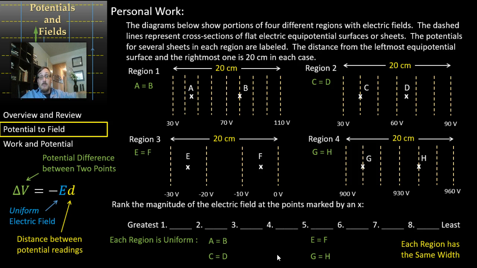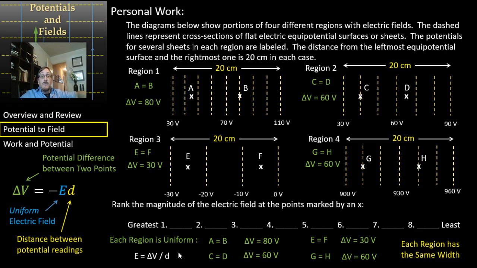So if I'm looking at A and B, that's 80 volts. C and D, that's 60 volts. E and F, that's 0 minus 30, that's 30 volts. G and H, 960 minus 900, that's 60 volts. So it's just that difference that's important, right?